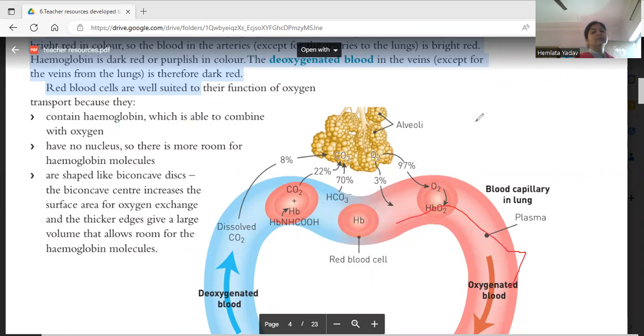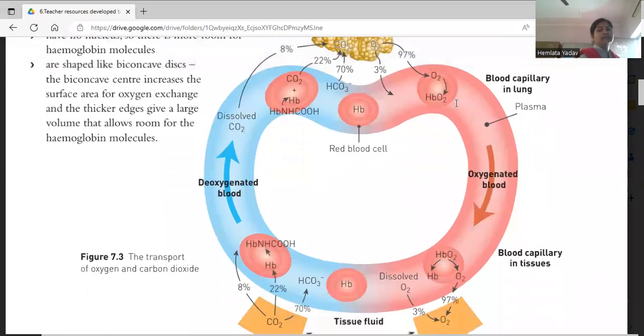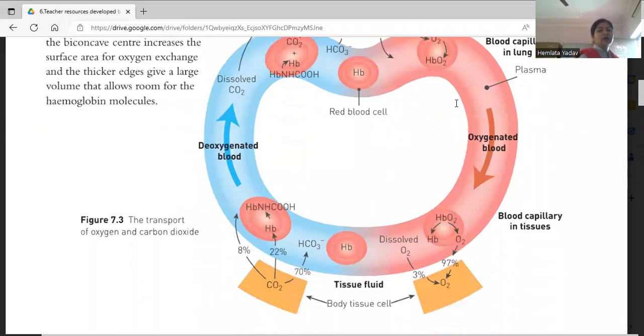अब ये ऑक्सीजनेटेड ब्लड आर्टरी के थ्रू लेफ्ट साइड जाएगा, pulmonary, you can say blood capillaries in the lungs. It will be going into the left side. The heart will pump it to the tissue capillaries.